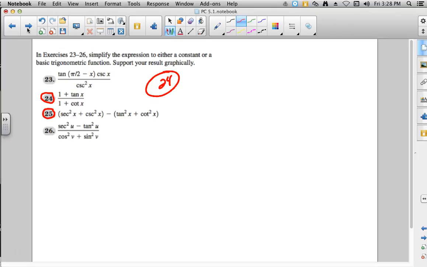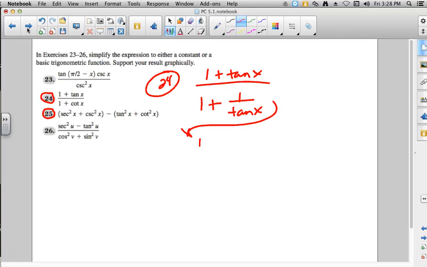Well, first of all, we've got a tangent and we have a cotangent. So what I would want to do is try to get rid of that secondary trig function by changing that to 1 over tangent. But then I notice I'm going to need a common denominator if I'm going to do some work with that denominator. So we take her down a notch and say, okay, well, 1 would be tangent of x over tangent of x plus 1 over tangent of x.